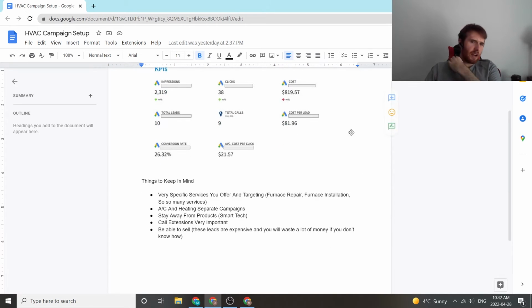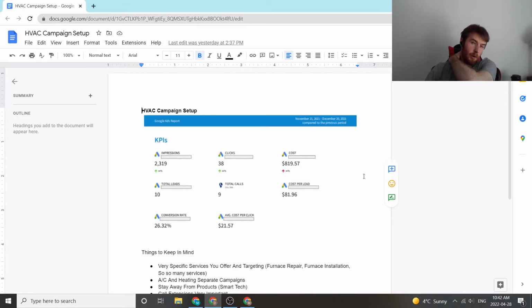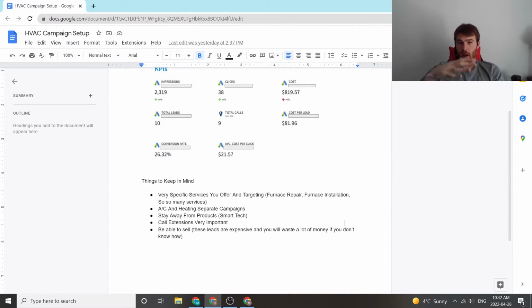I think we were able to get it up to, in the third and fourth week, we were able to get the conversion rate up to like 34%. So the campaign was steadily improving. That being said, here's some things to keep in mind for running this campaign and things I would do slightly different from that setup.